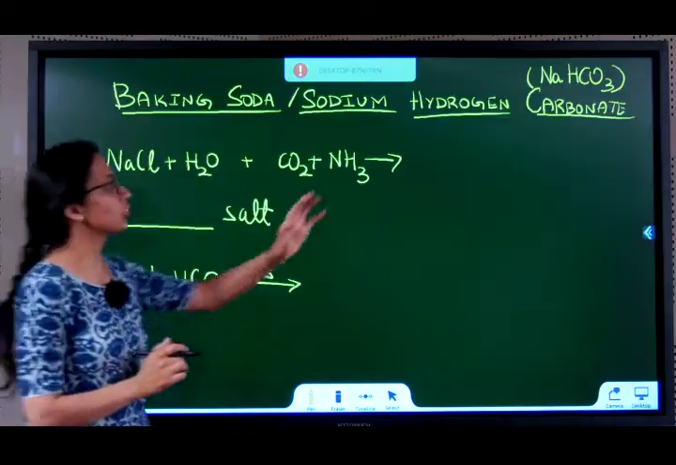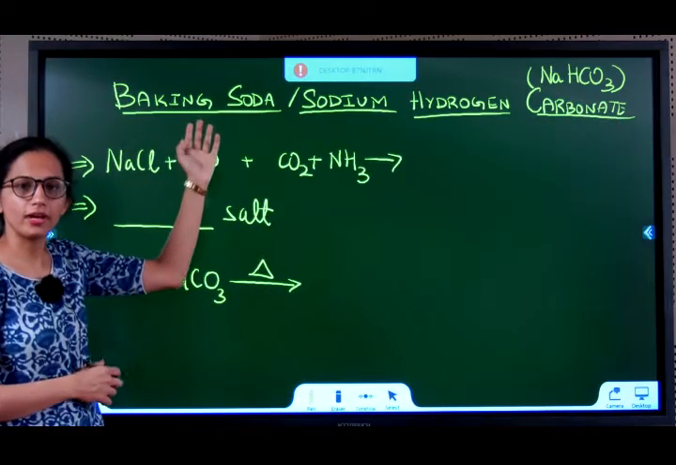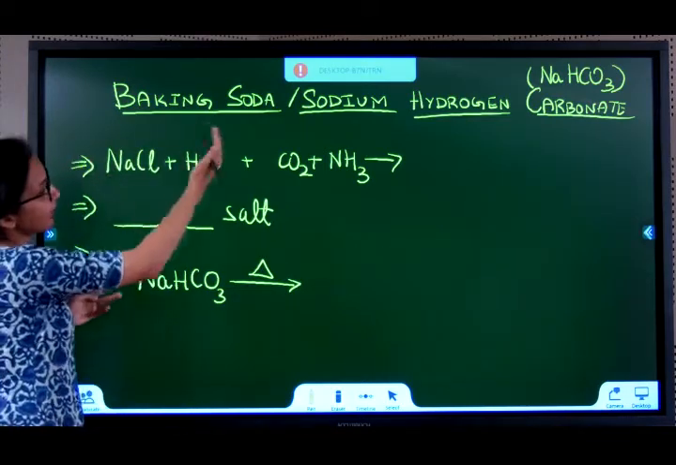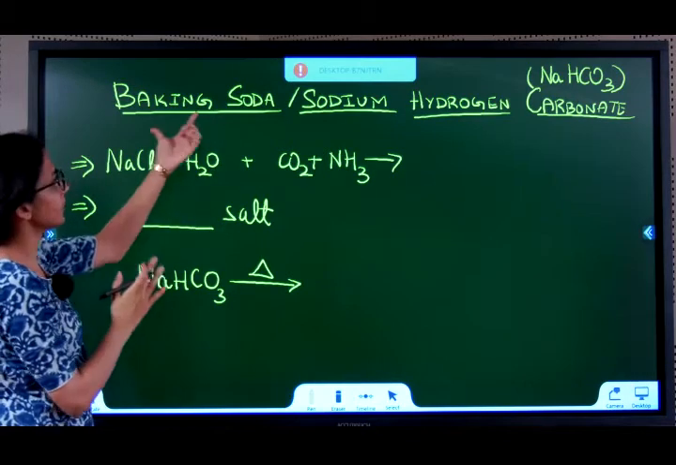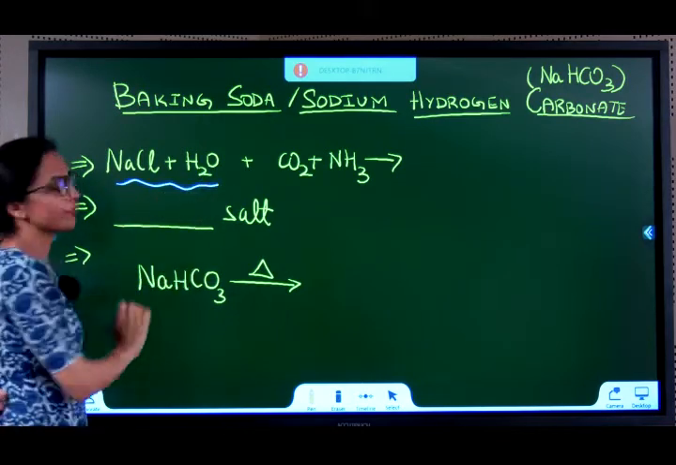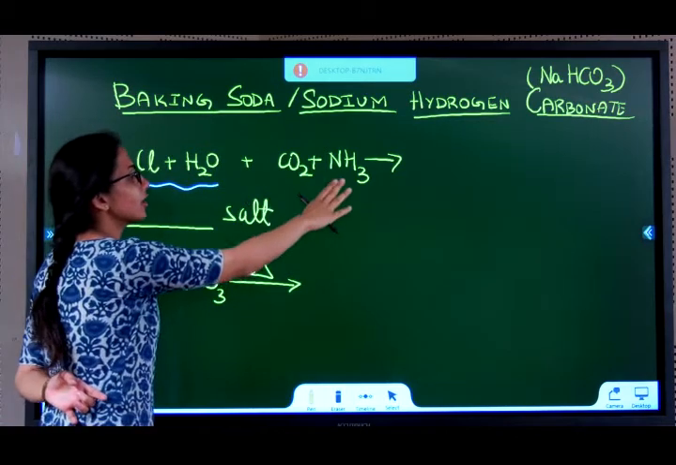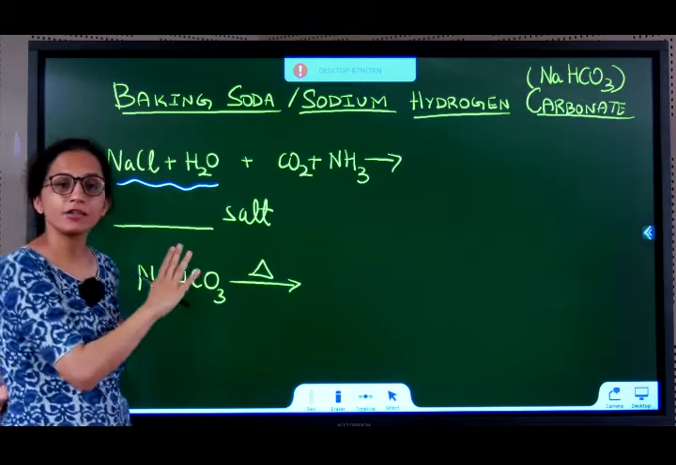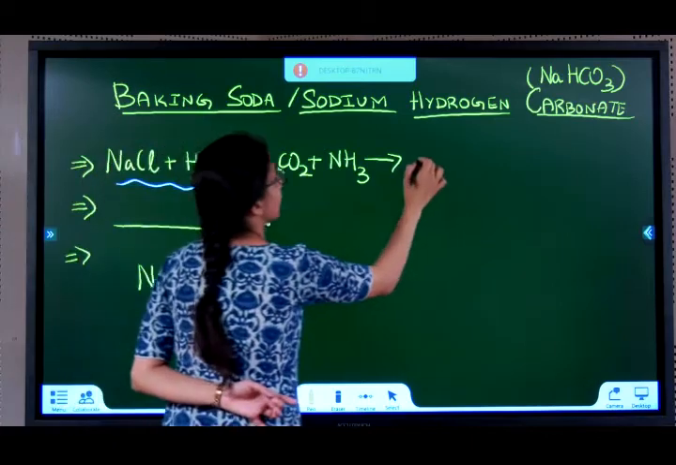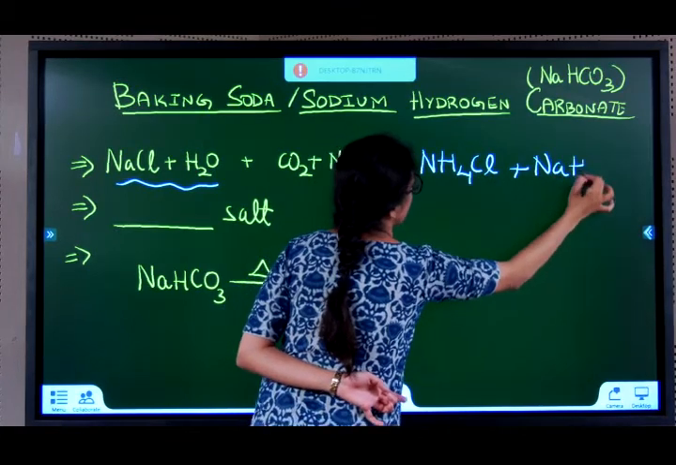Next, salt, sodium hydrogen carbonate, also known as baking soda. We all use baking soda at home in our idli dosa batter. Yes. So now this baking soda or sodium hydrogen carbonate, common name, chemical name. How do we prepare this? Aqueous solution of sodium chloride, also referred to as brine solution. If you pass carbon dioxide gas and ammonia gas in brine solution or aqueous sodium chloride solution, then we get ammonium chloride and sodium hydrogen carbonate.